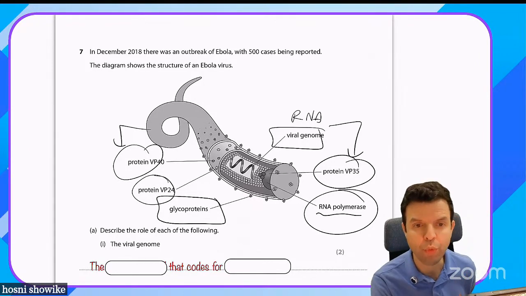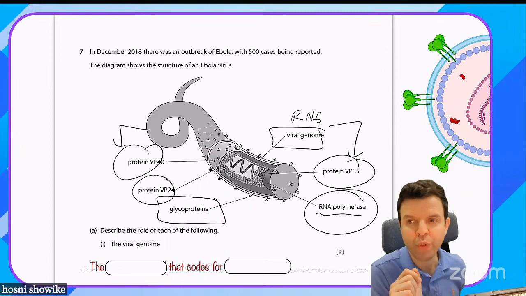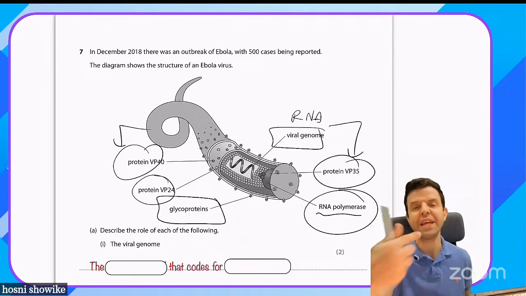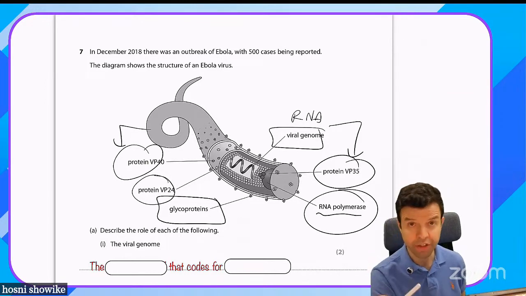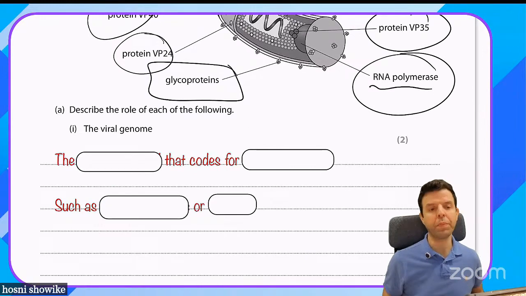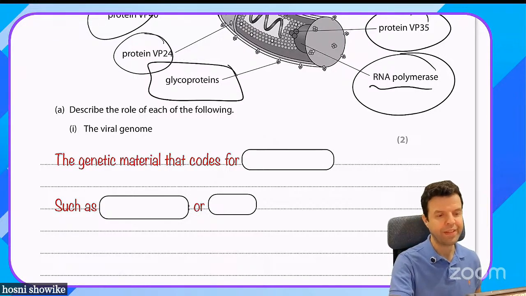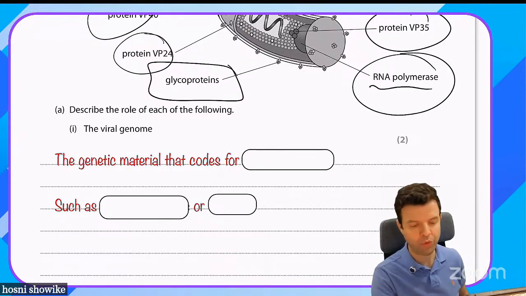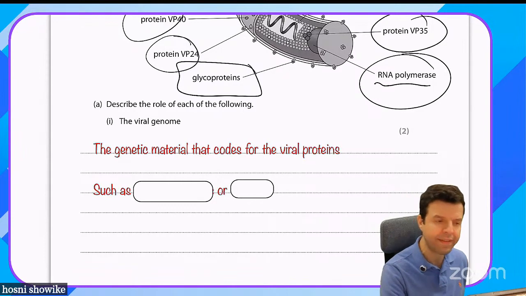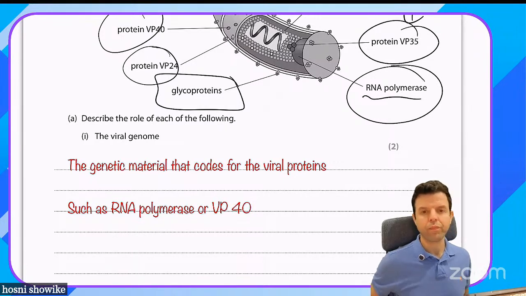What about glycoproteins? Again, in the case of HIV, we have a glycoprotein known as GP120. Usually, when you have a glycoprotein on the surface of a virus, this glycoprotein is essential to unlock the cell, to trigger endocytosis in the host cell. Anyways, what does genome mean? The word genome stands for the genetic material. That codes for what? That codes for the essential proteins. And just state examples because it's worth 2 marks. I'll state examples of whatever proteins I have in the diagram. Okay?